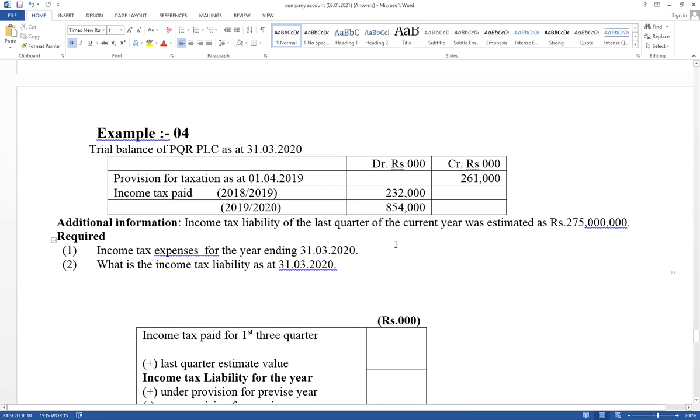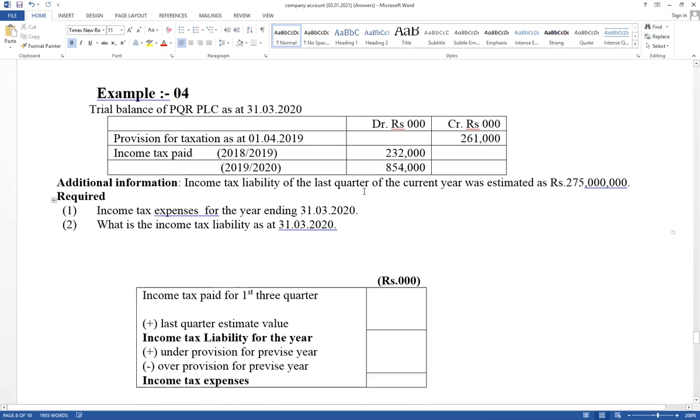Right, try to answer this one. Now it has not given the income tax liability for the year. It has given the income tax liability of the last quarter of the current year. Only the last quarter value is given. And for 19-20, on the debit side the paid amount available is 854,000. That is the first three quarters' paid amount, 854,000.